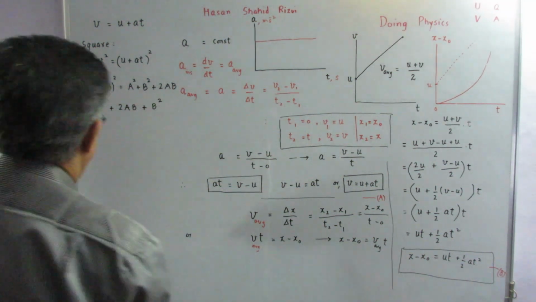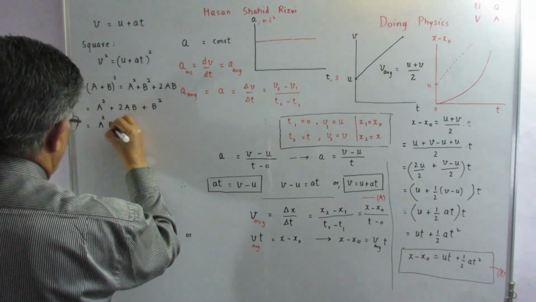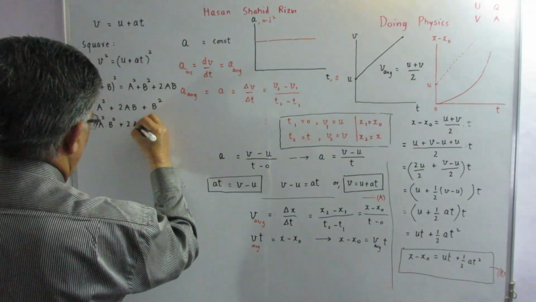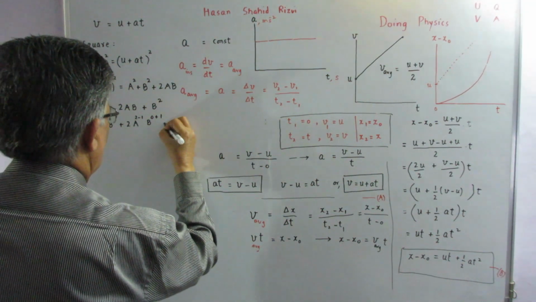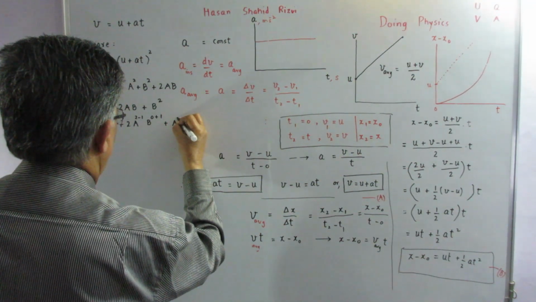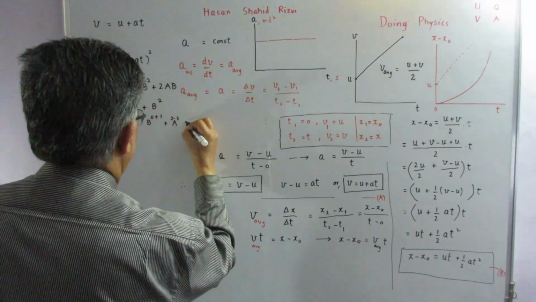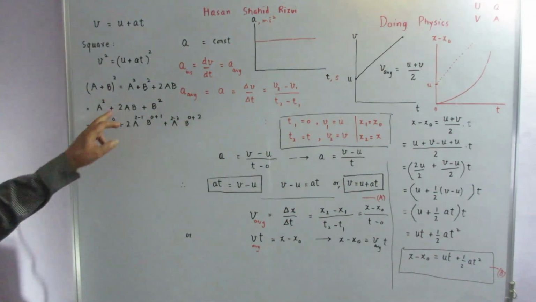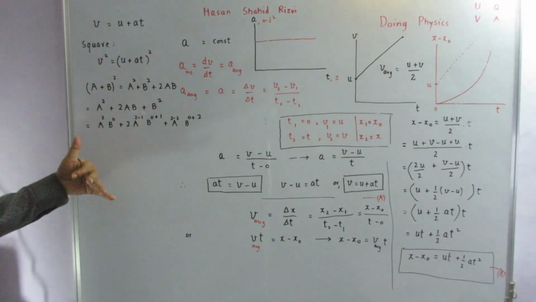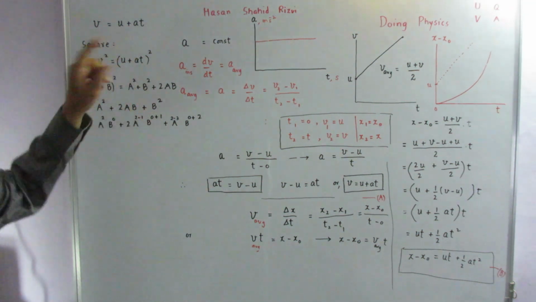This is a square into b to the power of 0, plus 2a to the power of 2 minus 1 into b to the power of 0 plus 1, plus a to the power of 2 minus 2 into b to the power of 0 plus 2, which of course will turn out to be like this: a square plus 2ab plus b square. Using that sequence, in this algebraic expansion the powers of a will keep on decreasing and the powers of b will keep on increasing.